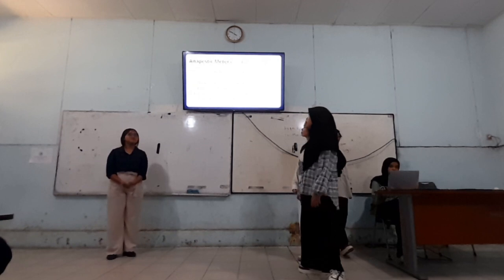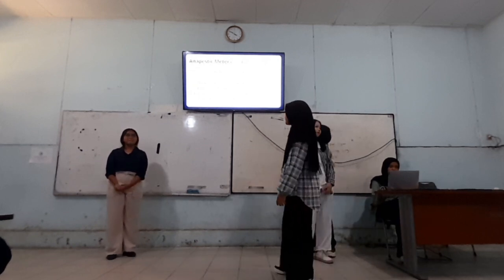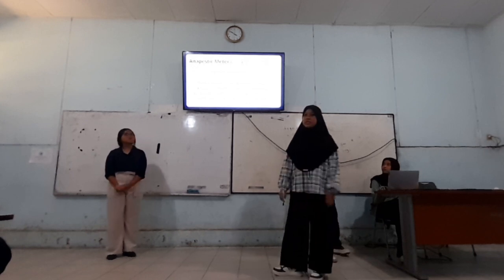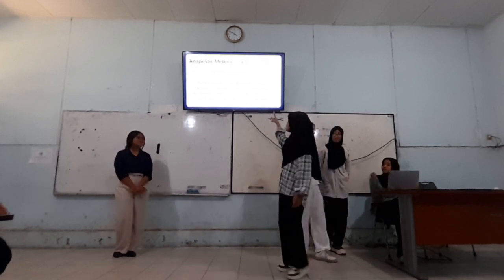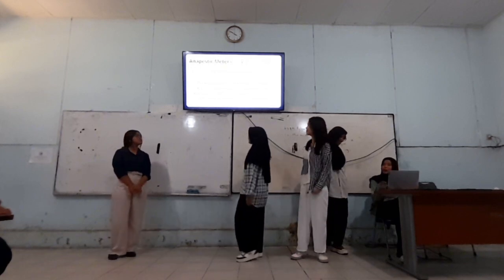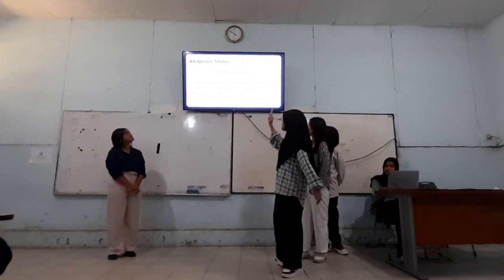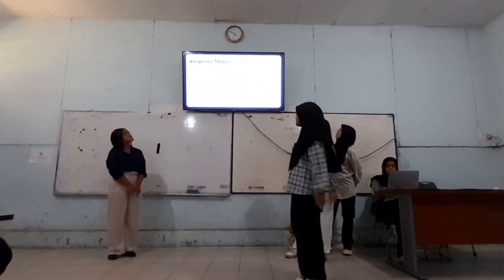And then the fourth one is anapestic measure. Anapestic measure is a pattern that contains two unstressed syllables followed by a stressed syllable. So it goes like that. And the example is The Destruction of Sennacherib by Lord Byron.